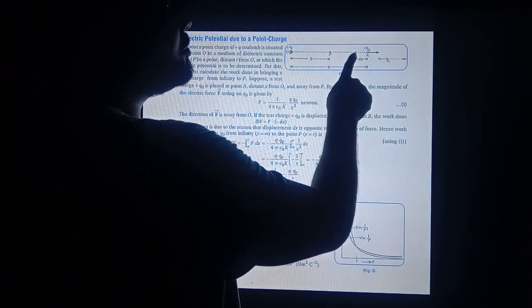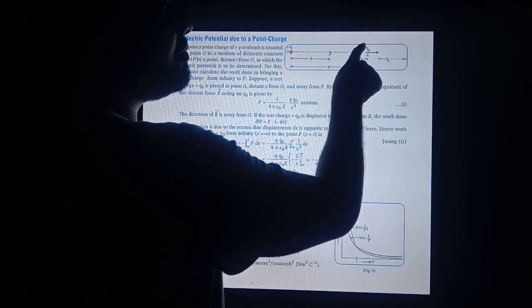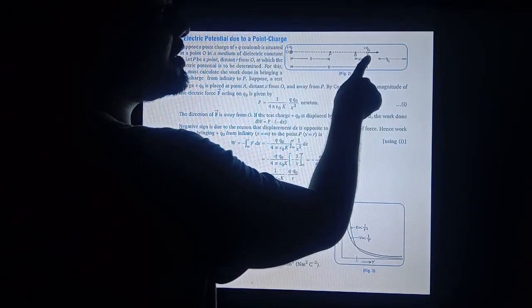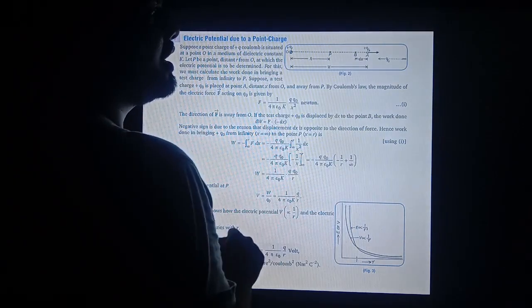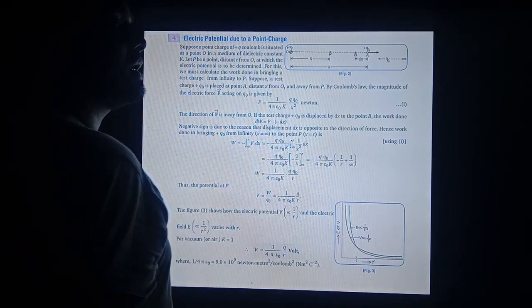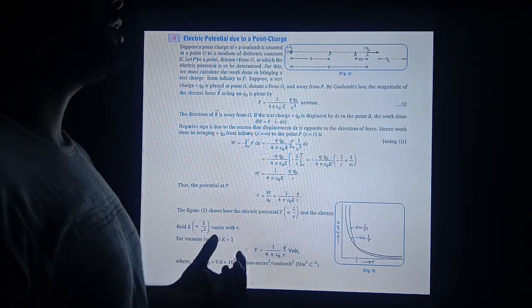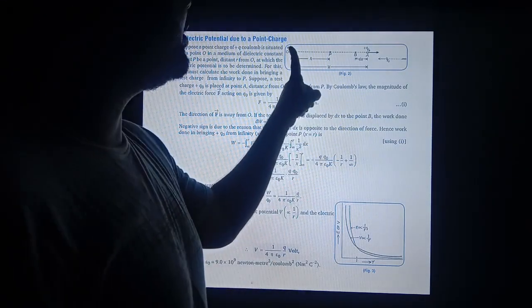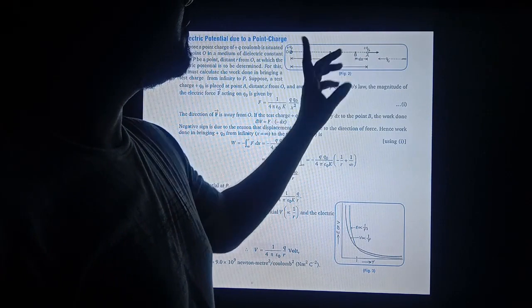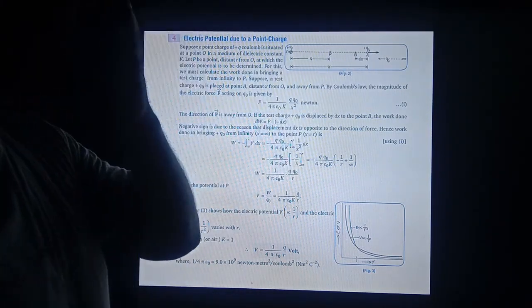It is point P, it is point B, it is point A. Let's consider that the charge is kept at point A, and the distance from A to B is dx, and the distance of point A from O is x. Now what would happen? First of all, we have to find out the force acting between these two charges when the charge Q0 is kept at A and Q is kept at O. So what is the force?